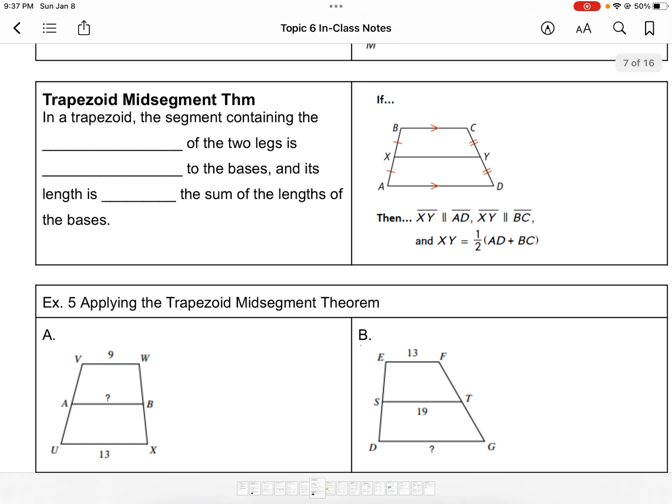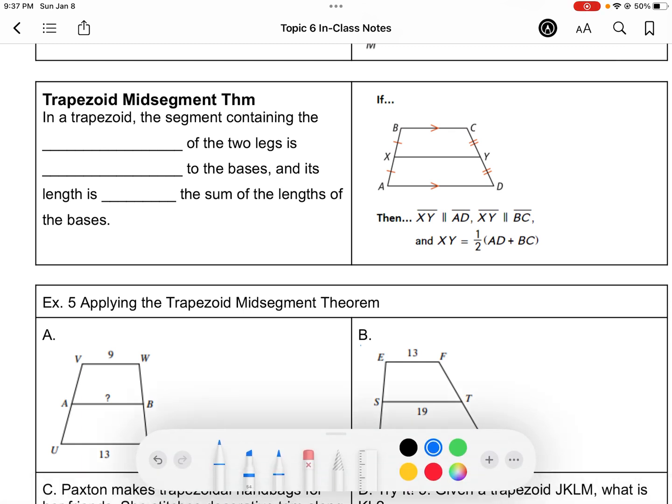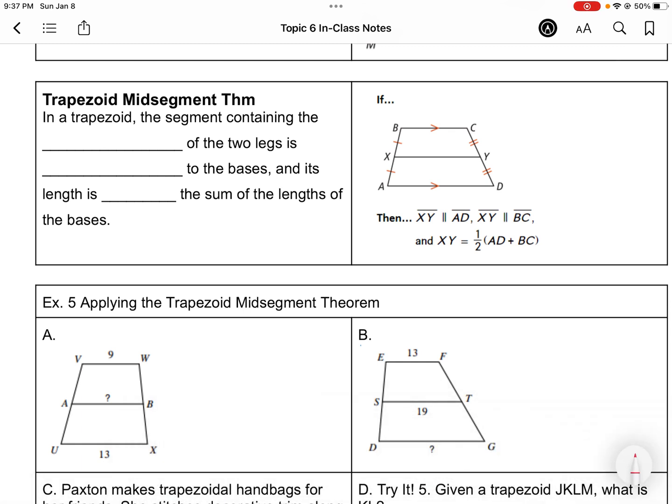The segment that contains the midpoint of the two legs is parallel to the bases, and its length is half the sum of the lengths of the bases. Now that says a lot, but really this is the conclusion.